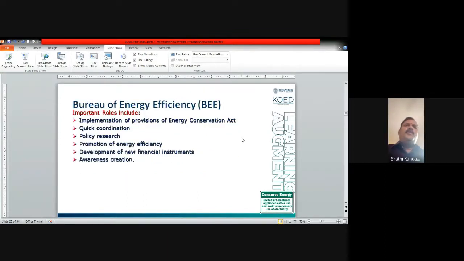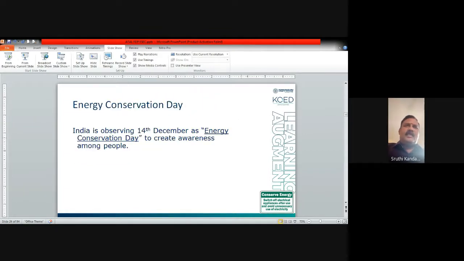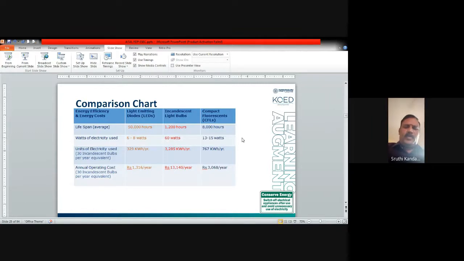So for the Bureau of Energy Efficiency, the important roles are implementation of provisions of the Energy Conservation Act, coordination, policy research, promotion of energy efficiency, development of new financial instruments, awareness creation, publicity of the BEE rules and the Electricity Conservation Act. These things can be published on a web portal or whatever it is. India observes Energy Conservation Day on 14th December every year to create awareness of conserving energy among the people and industrial sectors.